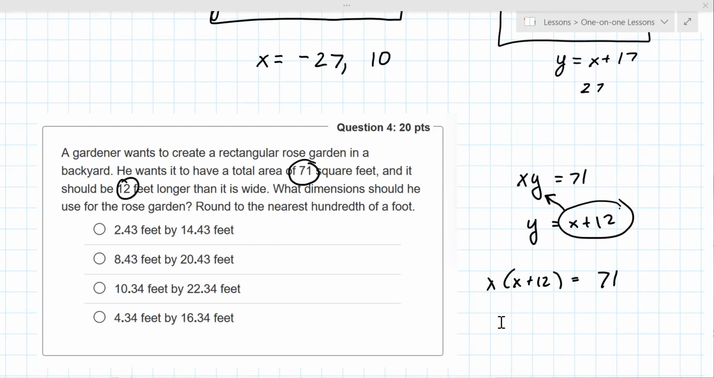Okay, I get negative 16.344. We can't have a negative, so we have to have positive. Okay, so it's 4.344. Looks like it's this one. Yes.